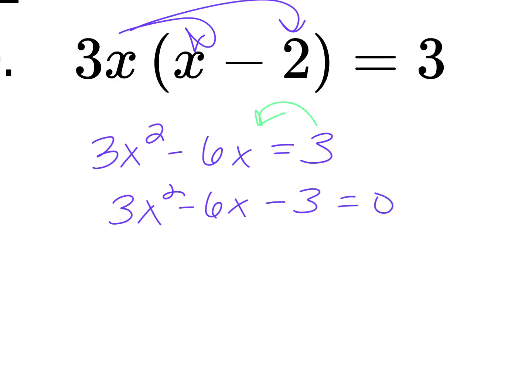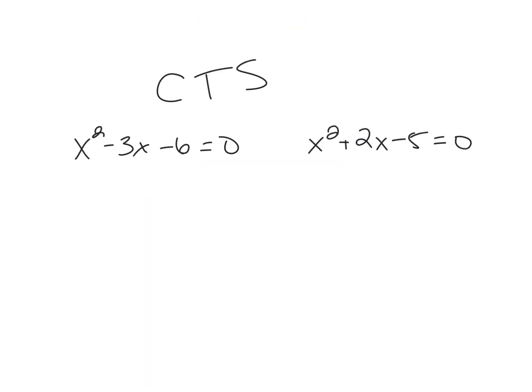What's your A term? 3. What's your B term? Minus 6. And then what's your C term? Minus 3. Perfect. Good. Okay, yesterday's lesson was completing the square. And I know some of you watched the video, some of you didn't, but I just want to go over a couple of examples with you so you're aware of the steps.